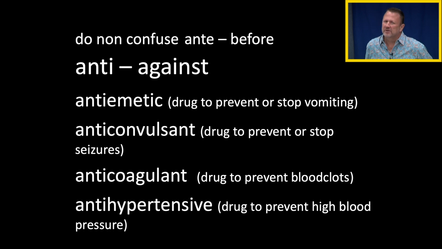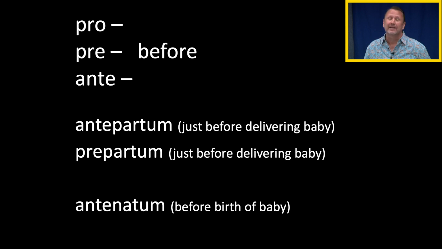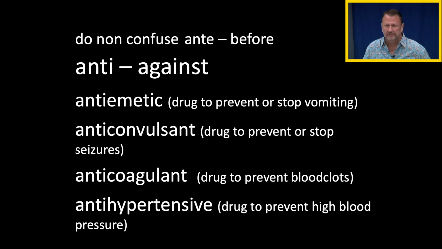So do not confuse ante, which means before, with anti, which means against, like an antiemetic. Emesis is to vomit, so an antiemetic is a drug used to prevent or stop vomiting. Or an anticonvulsant is a drug to prevent or stop seizures. An anticoagulant is a drug used to prevent blood clots. An antihypertensive is a drug to prevent or treat high blood pressure. So you can see how this anti word is used as opposed to ante, which means before. Right?